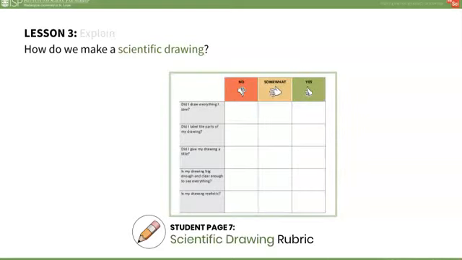In the Explain, students should pair up to discuss what parts of their observations were the most useful. The teacher should lead a class discussion about important components of a good observation. Display or pass out the scientific drawing rubric on student page 7. Ask them if their drawing would pass this rubric. You may want to allow students to give each other constructive feedback about their drawings.